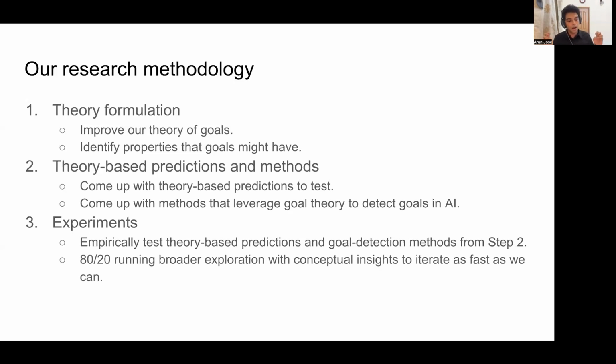So yeah, that's basically what the second point here is: our experiments are definitely very much 80-20. We're running very broad exploration with the roughest and simplest experiments we possibly could, in terms of all the experiments we want to run, just to have enough insights to iterate to the next version of these as quickly as we possibly can.